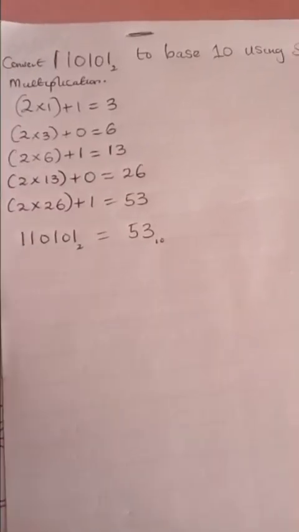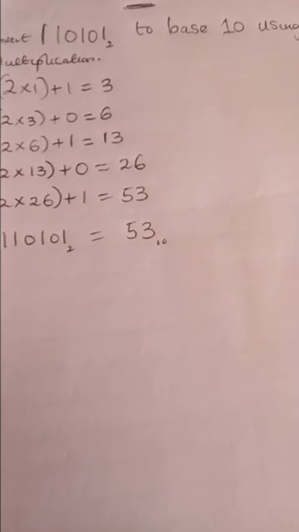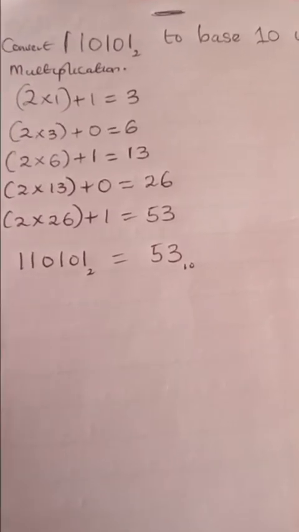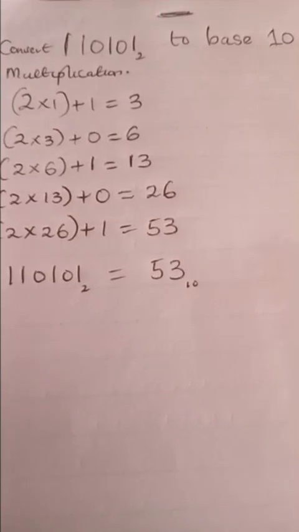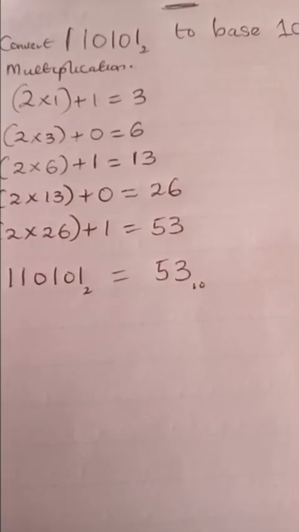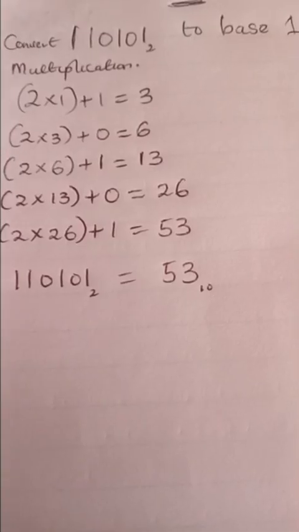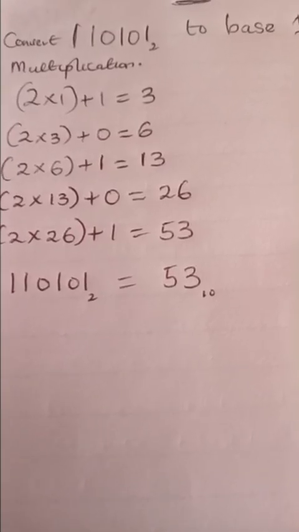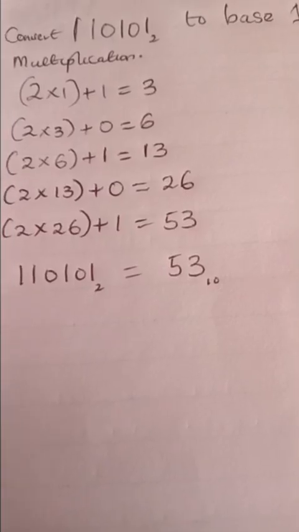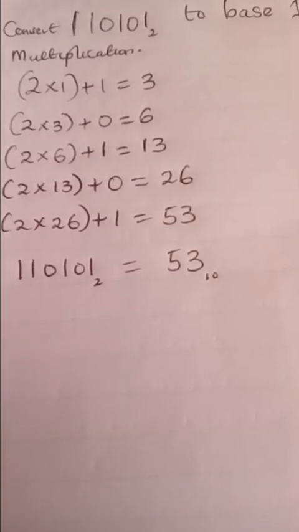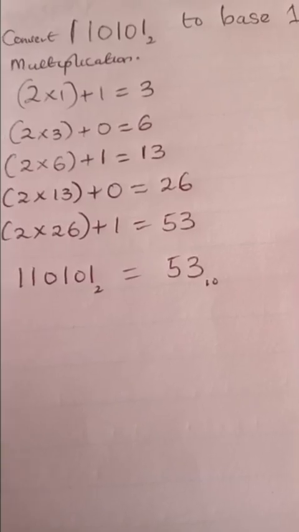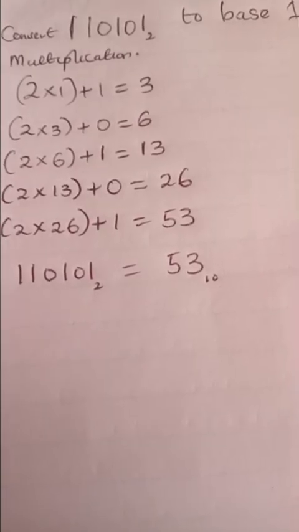Now, convert 110101 base 2 to base 10 using successive multiplication. Like I said, multiply the base by the first number and add it to the second number. The result, multiplied by the base again, add it to the next number. The result, multiplied by the base again and add it to the next number. The result again, multiply it like that until the multiplication is completed.